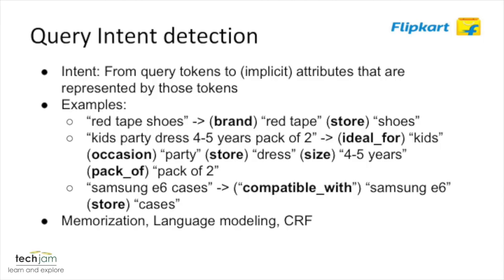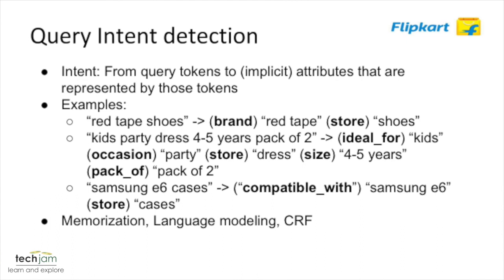Query intent detection, actually, this is a very big topic. I don't think I can cover it here. I just wanted to tell you the problem statement and mention the different techniques we have used. So what is intent detection, right? Look at the first query, red tape shoes. If I were to write it as a structured query, it is telling me that I'm looking for products from the store. Store is basically a node in our ontology tree or our catalog tree, right? I'm looking for products from this node in my ontology with brand equal to red tape.